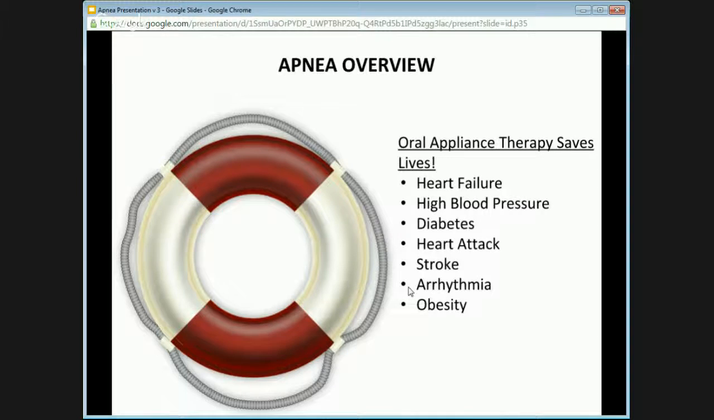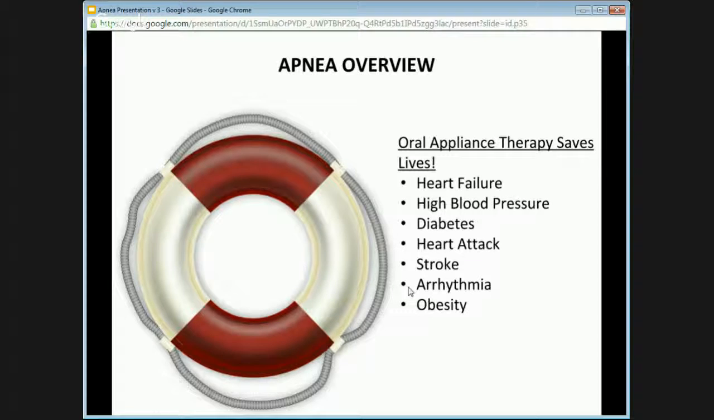I had a dentist tell me he had a patient he treated with oral appliance therapy for her sleep apnea. She came in 6 weeks later and said her doctor had reduced her blood pressure medicine. That's phenomenal. And the longer she wore her oral appliance, the less medicine she had to take.